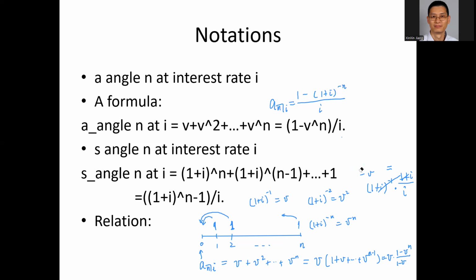Some more elementary financial math courses have this kind of formula. For example, finite math has this formula. But 1 plus i to the negative n is just v to the n, so it's really equivalent. So this is the present value.